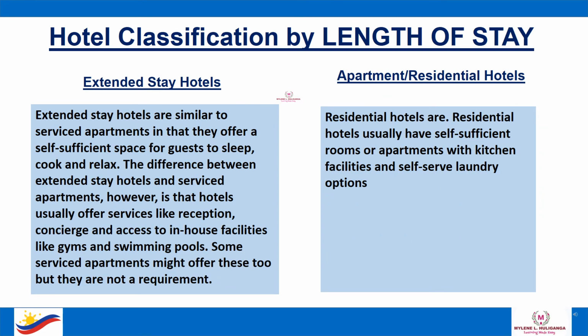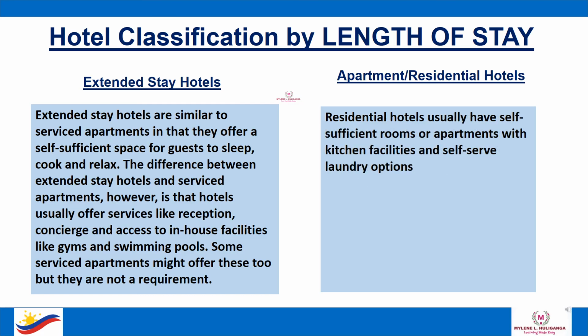Next is the extended stay hotels, which are similar to serviced apartments in that they offer a self-sufficient space for guests to sleep, cook and relax. The difference between extended stay hotels and serviced apartments, however, is that hotels usually offer services like reception, concierge and access to in-house facilities like gyms and swimming pools. Some serviced apartments might offer these too, but they are not a requirement. And lastly, the residential hotels usually have self-sufficient rooms or apartments with kitchen facilities and self-serve laundry options.